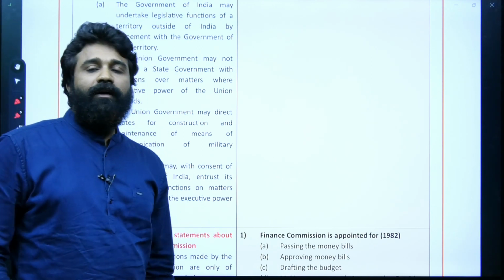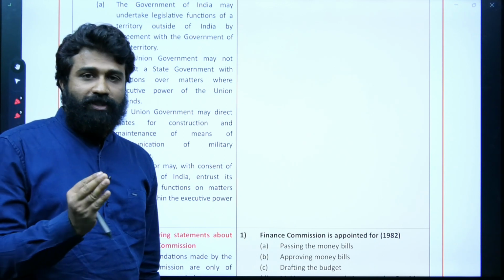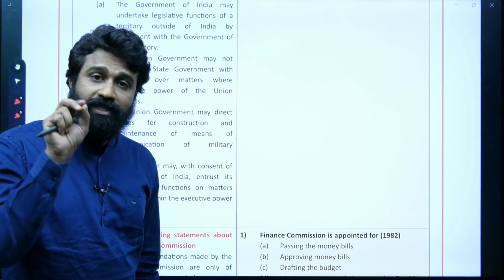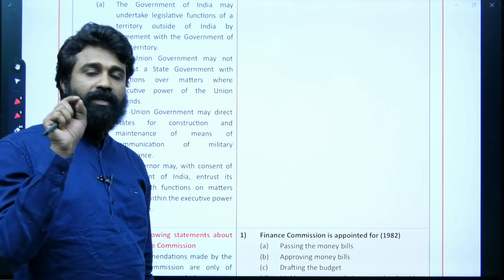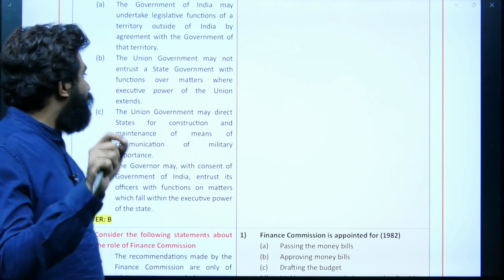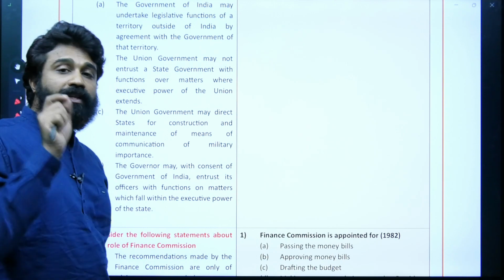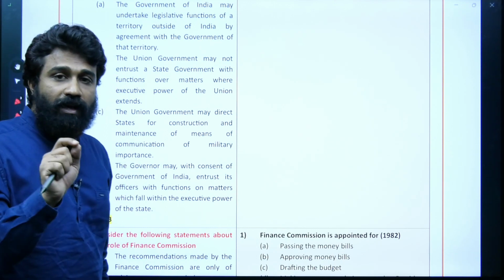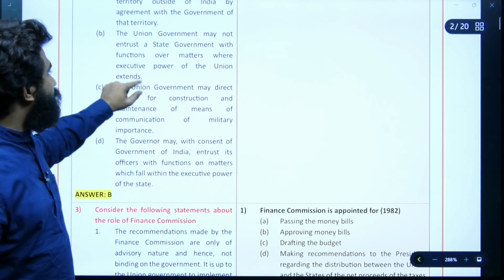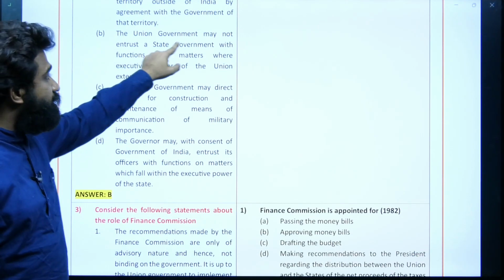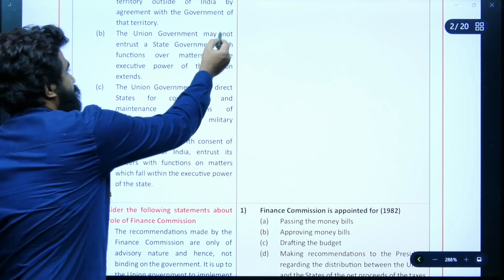This is absolutely wrong, because the central government may entrust a state government to make legislation on the affairs of the center, or also in certain things where the Parliament can permit certain laws to be made by the state with the consent of the union government. Therefore, "may not entrust" is definitely wrong.